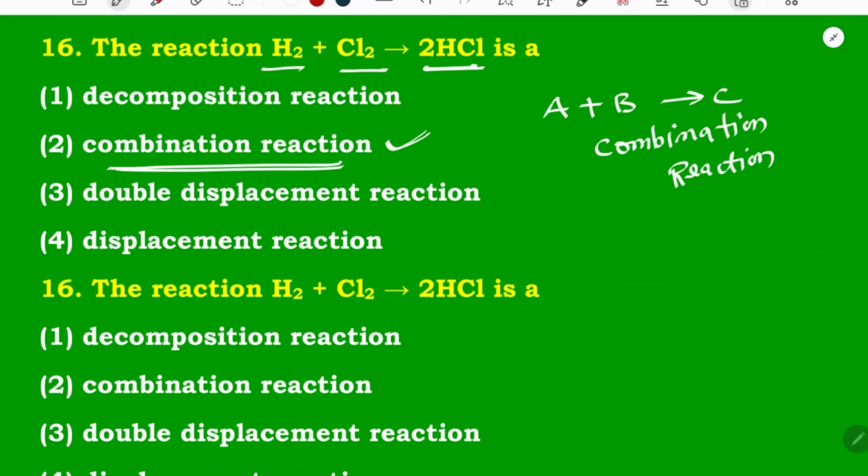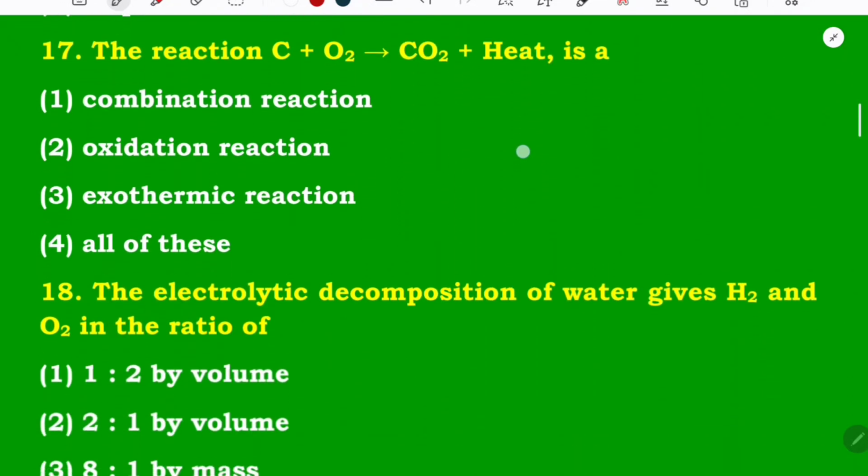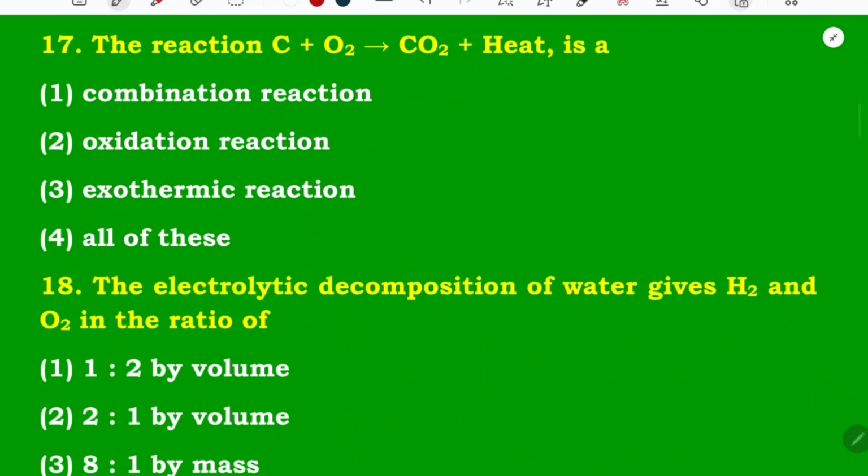Next, the reaction H2 plus Cl2 is a, sorry, again the same reaction is asked, it is a combination reaction. Next, the reaction carbon plus oxygen gives rise to carbon dioxide, and heat is also evolved. We already know that two reactants combining to a single product is a combination reaction.